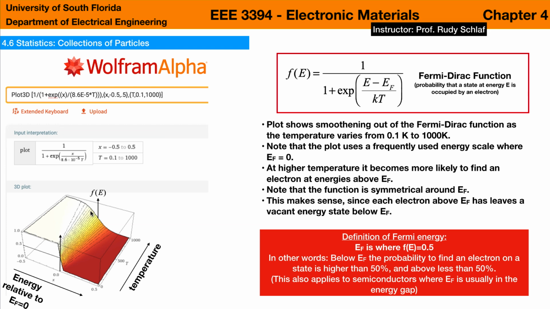And you also see that it is really symmetrical around the Fermi energy for all these temperatures. It's interesting to note that the symmetry around the Fermi energy is used to define the Fermi energy itself, because the Fermi energy is defined to be at the point where the probability to find an electron is just 0.5.